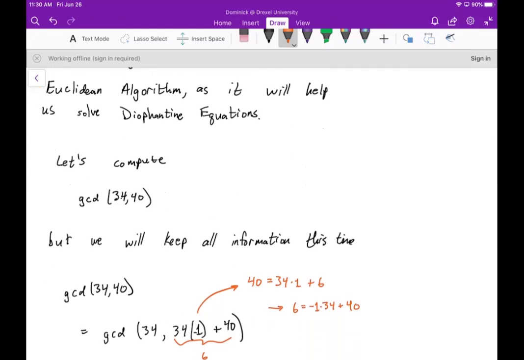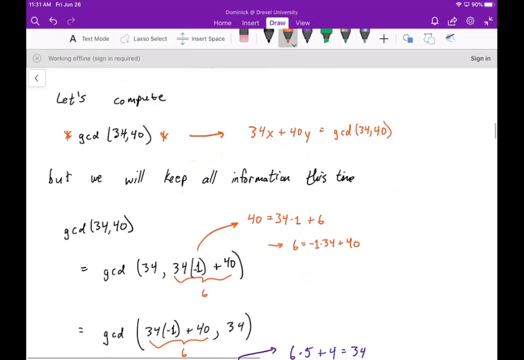Now, what we're going to do is compute the GCD of 34 and 40, but we're going to keep track of all the information as we go through. Namely, we're going to find out that we can write the GCD of 34 and 40 as some linear combination of 34 and 40. That's really what our goal is right here. So let's go ahead and do that.